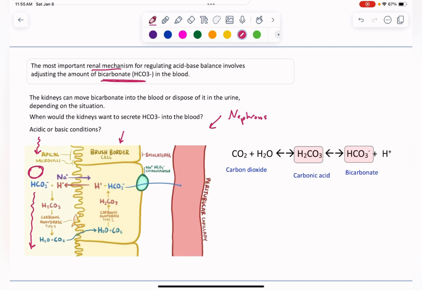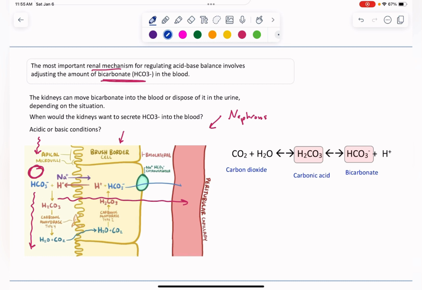urine. But what the kidneys can do is they can take substances that are part of this filtrate, and they can move that back into the blood. And we call that reabsorption. And that's how the kidneys are going to regulate pH balance.